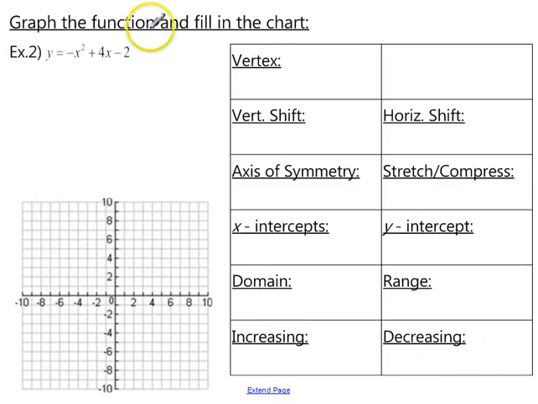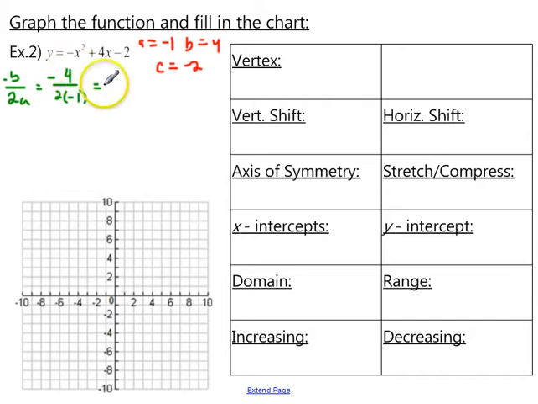Let's work out this example. First, we need to identify a, b, and c, just like when we did quadratic formula. A is negative 1, b is equal to 4, and c is equal to negative 2. And then we want to find the value of negative b over 2a, because we're going to use this a few times in filling out our chart. So we have negative 4 over 2 times negative 1. That's negative 4 over negative 2, which gives us a positive 2.